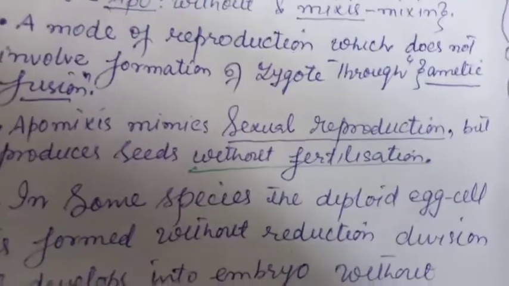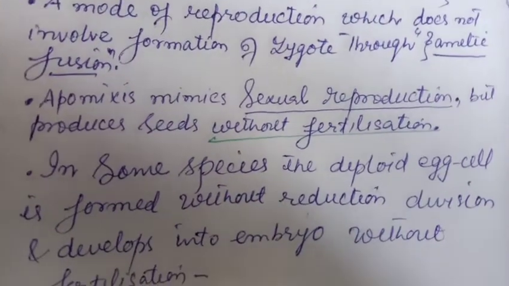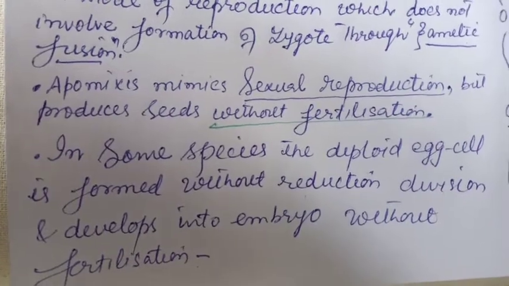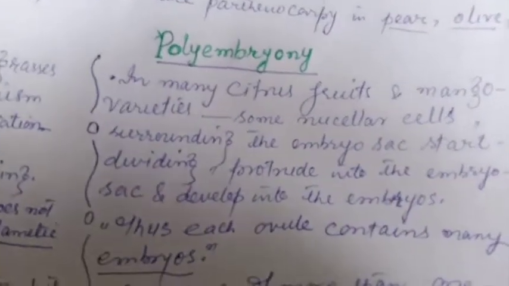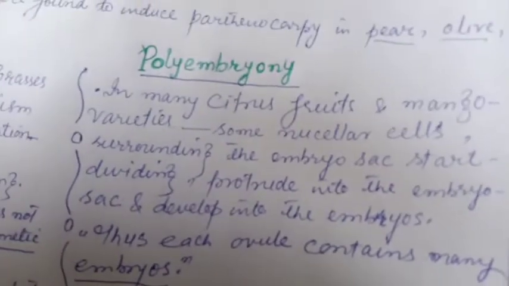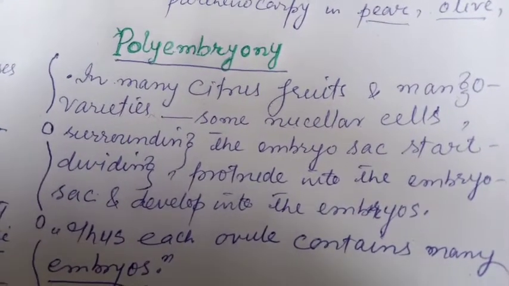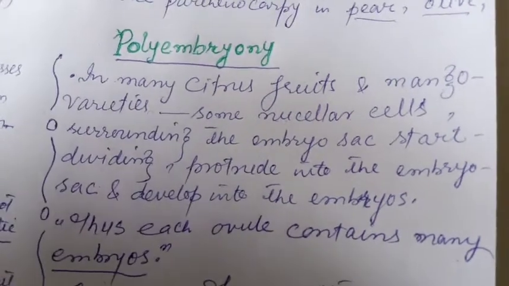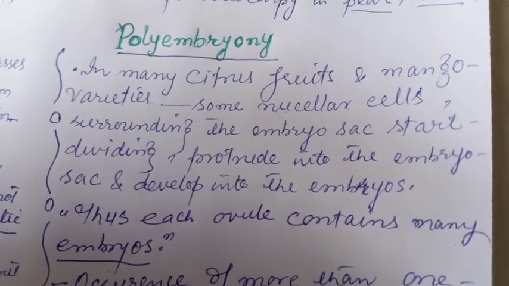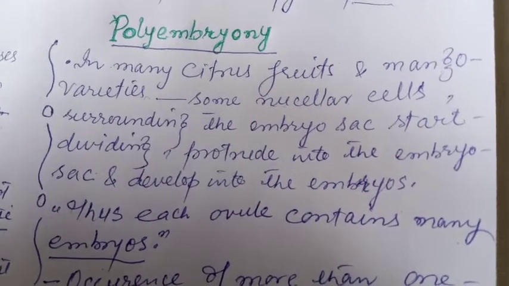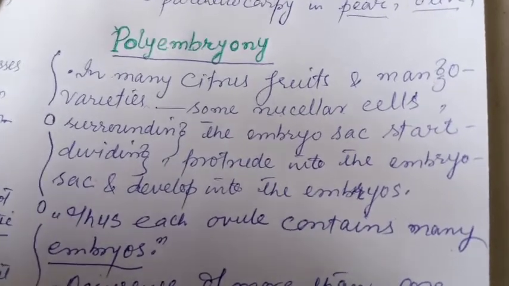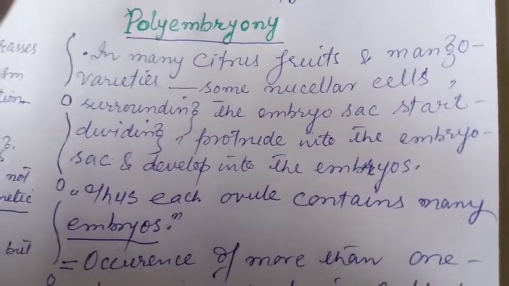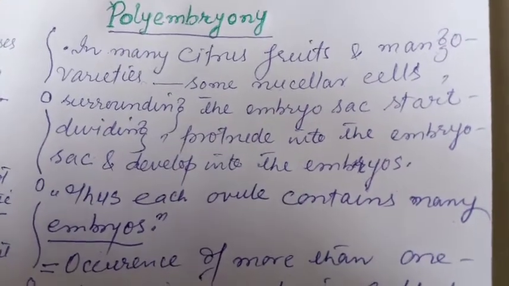In some species, the diploid egg is formed without reduction division and develops into an embryo without fertilization. And now, polyembryony. In many citrus fruits and mango varieties, some nucellar cells surrounding the embryo sac start dividing, protrude into the embryo sac and develop into embryos. Thus, each ovule contains many embryos. This event is called polyembryony.